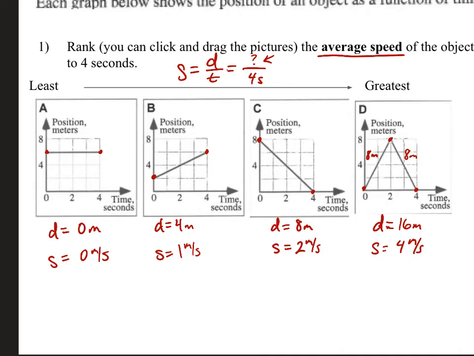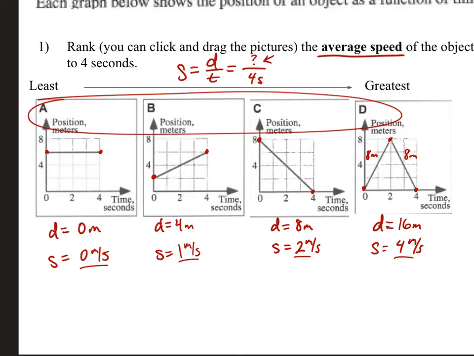So now if I want to rank them based on their average speed, they're actually already in that order. 0, 1, 2, then 4.